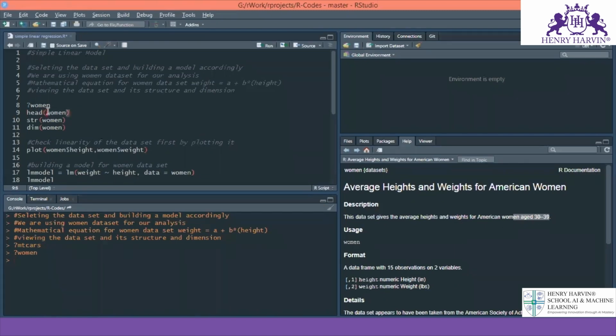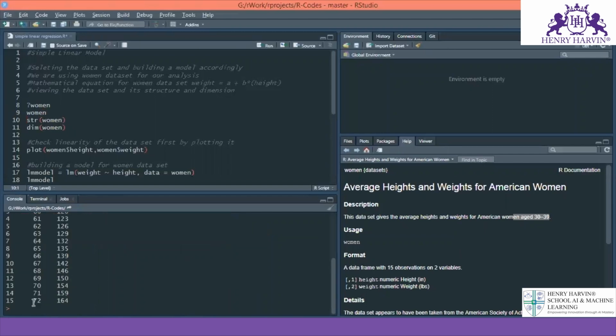So let's check the value of the women data set. We can see there are 15 values of height and weight. You see, as height increases, weight also increases. To check this, we'll check the linearity by plotting them. And to plot the values, the function is plot. Within the bracket, I'll be giving the name of the data set, that is women$height. So what I'm writing is, I want to first take the height in correspondence with weight. So my height is the X value and my weight is the Y value.